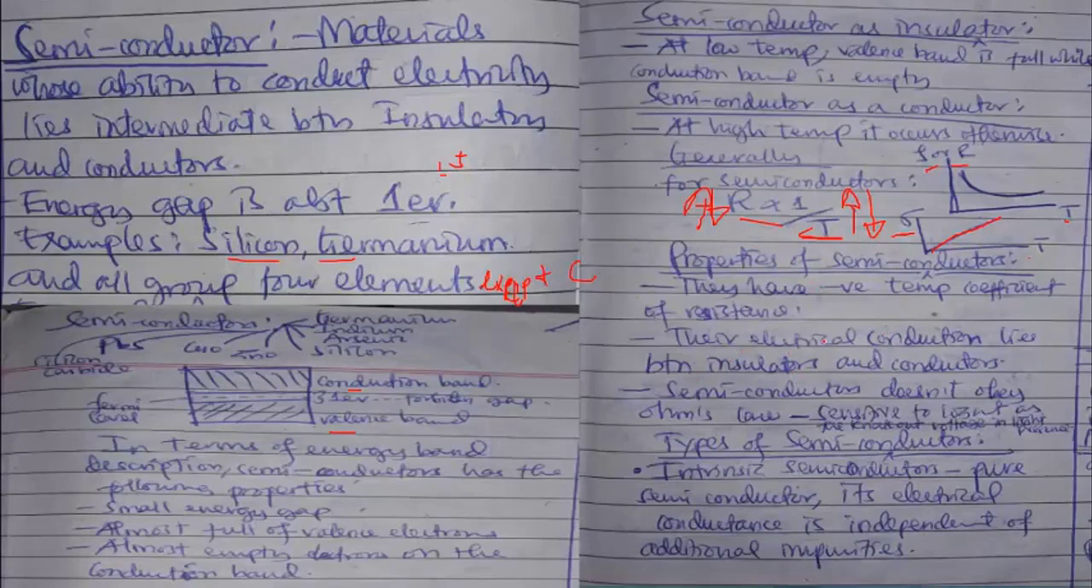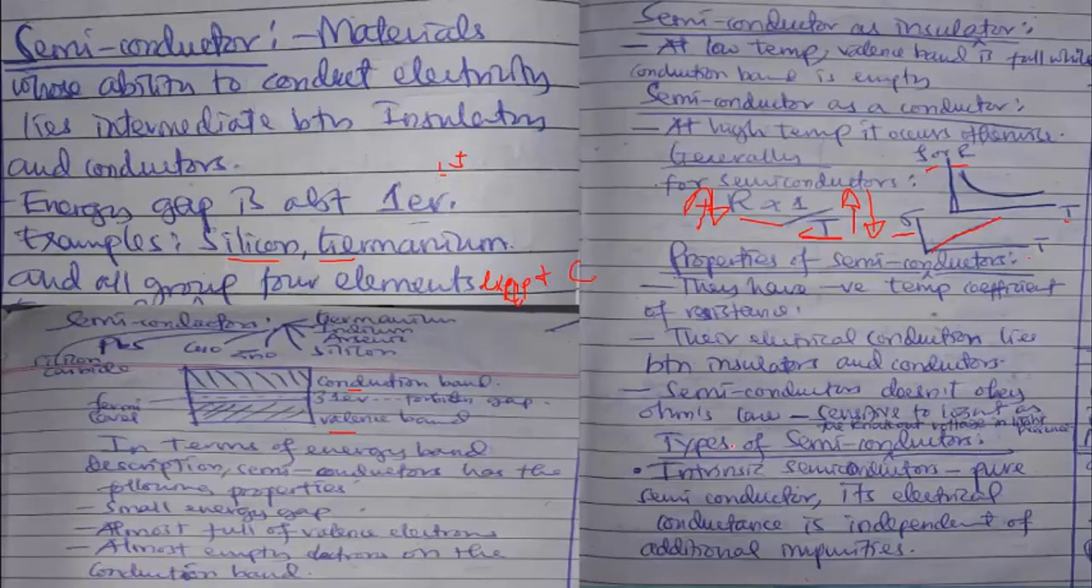Again, the electrical conduction lies between insulators and conductors. I have said earlier, semiconductors do not obey Ohm's law. As you can remember, ohmic conductors and non-ohmic conductors. You can recall lesson 3, and you can see for yourself that semiconductors really do not obey Ohm's law. They are non-ohmic, but they are sensitive to light and temperature.